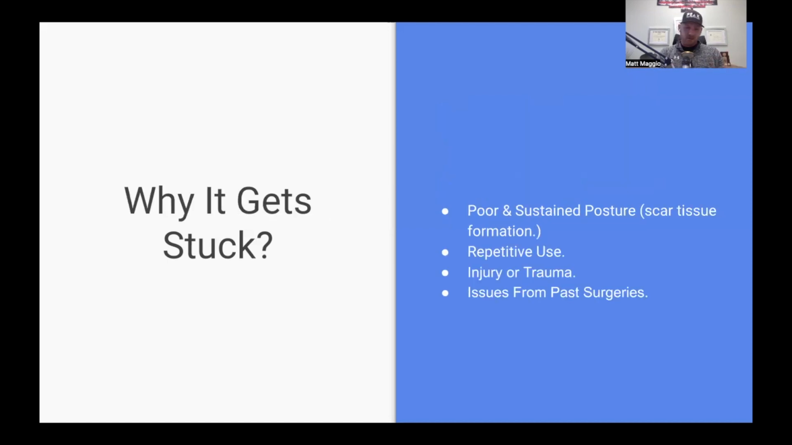So why does this nerve get stuck? I cover this in all the trainings, but number one is just poor and sustained posture. You develop what's called scar tissue. A lot of people think when they have scar tissue, they're like, well, I didn't have any direct injury there. Well, a lot of overuse stuff can go on as well, where those muscles are constantly contracting. When they're constantly contracting, they do not get enough blood flow.